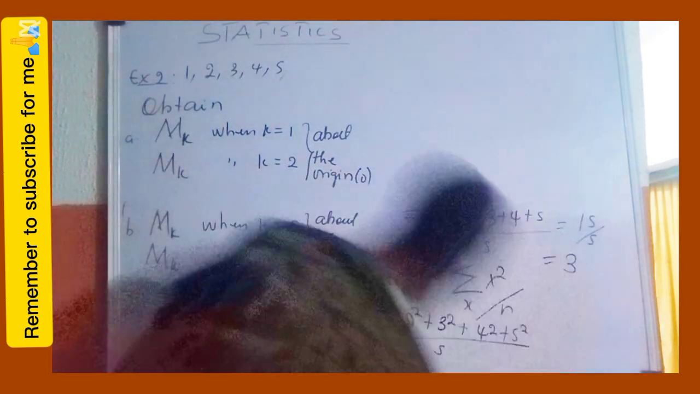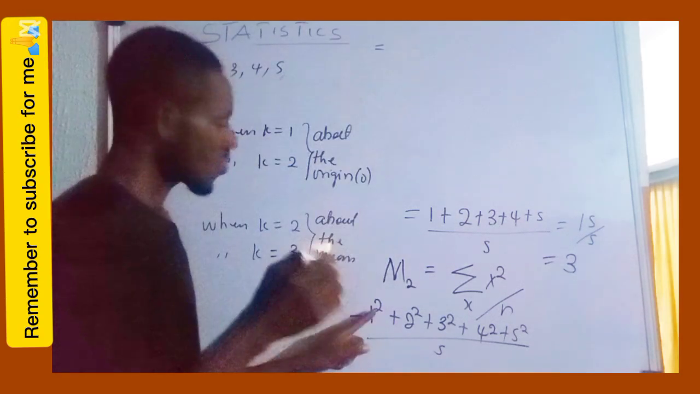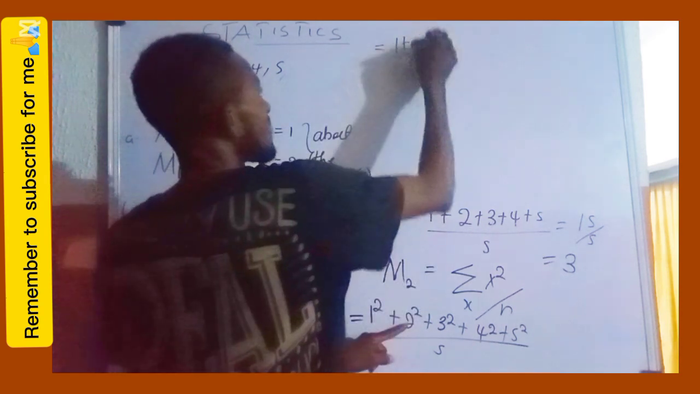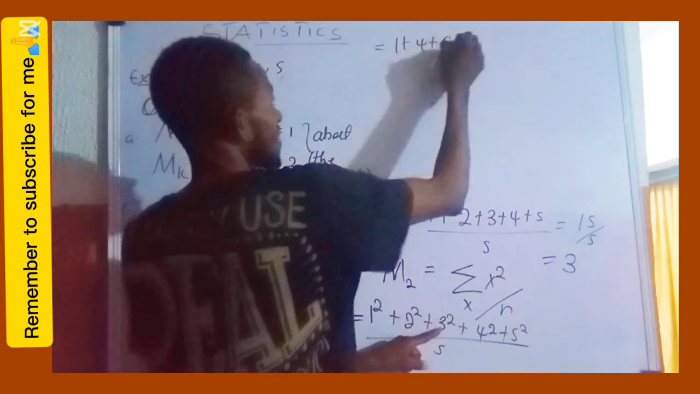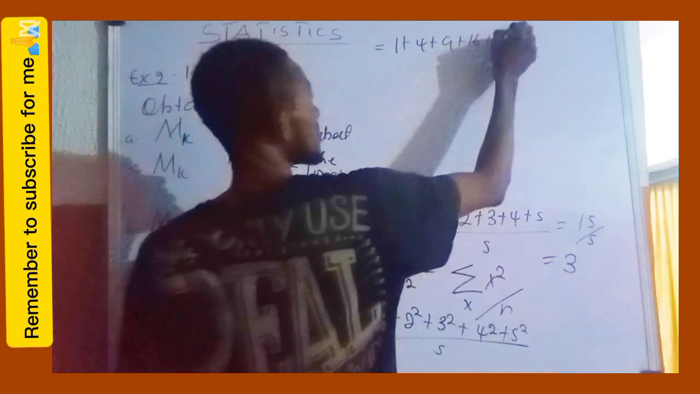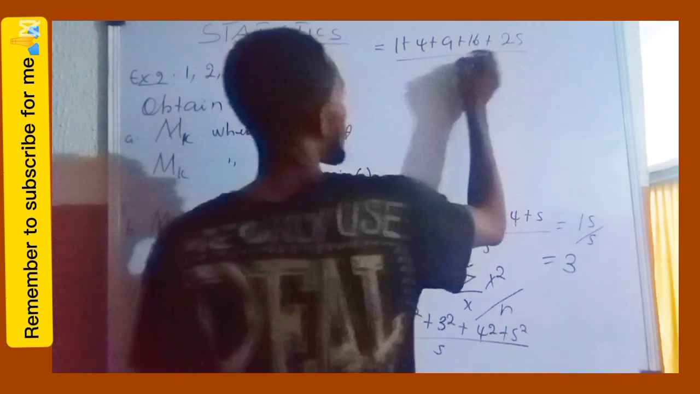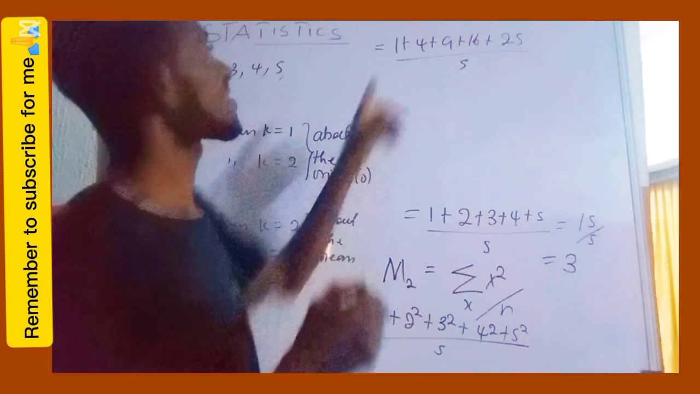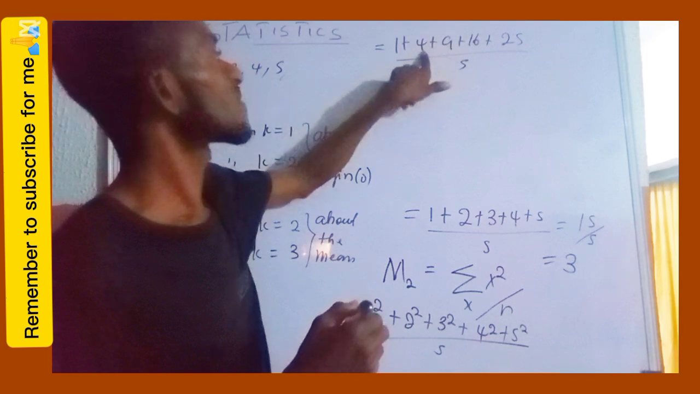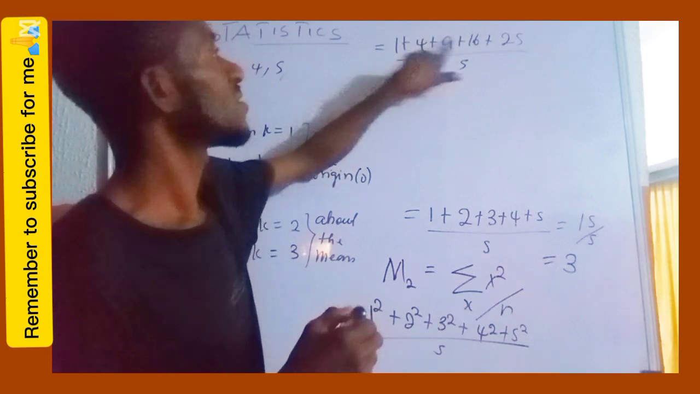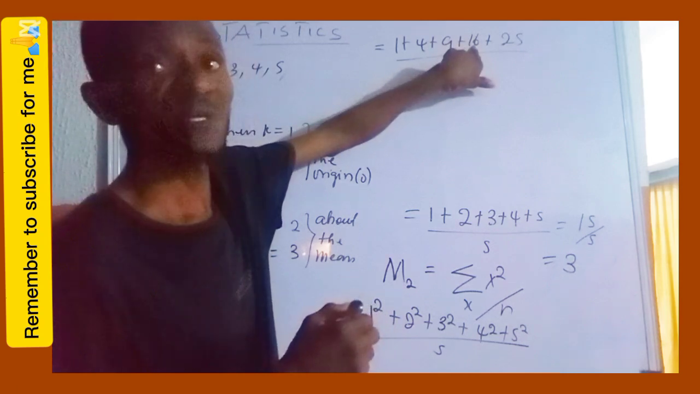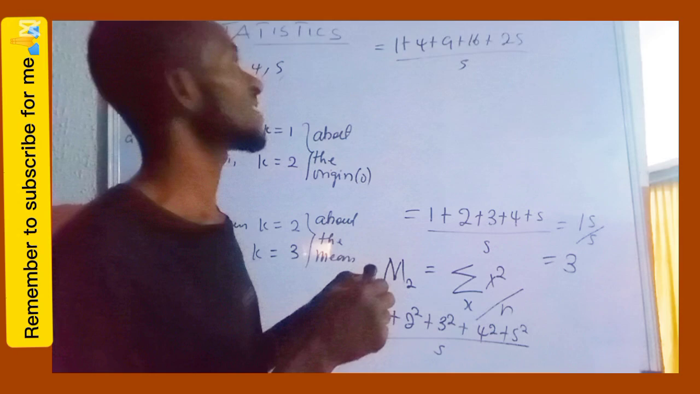Okay, so you now come over here. This equals 1 squared is 1, so you have 1 plus 2 squared is 4, you have 4 plus 3 squared is 9, you have 9, 4 squared is 16, you have 16, and then 5 squared is 25, you have 25, all over 5. So you now say 1 plus this 9 here is, of course, 10. Plus this 4 here is 14. Plus this 16 here will give us 30. And then adding this 25 will give us 55.